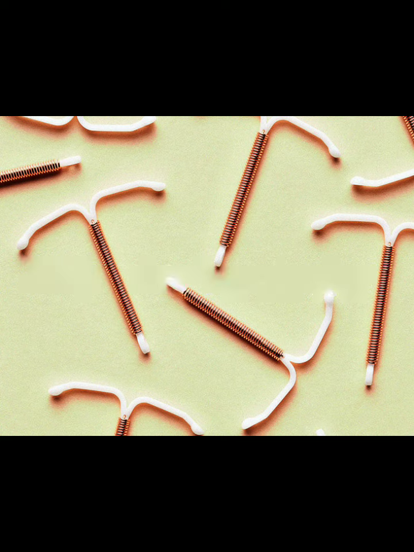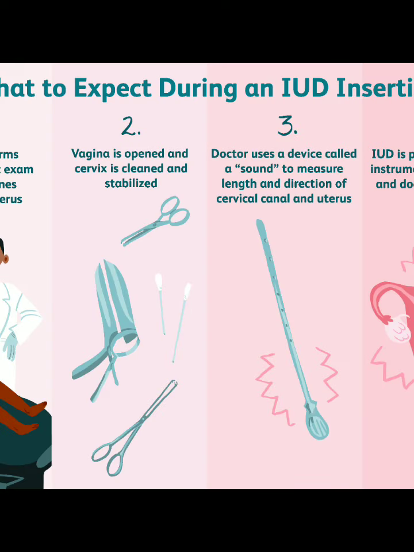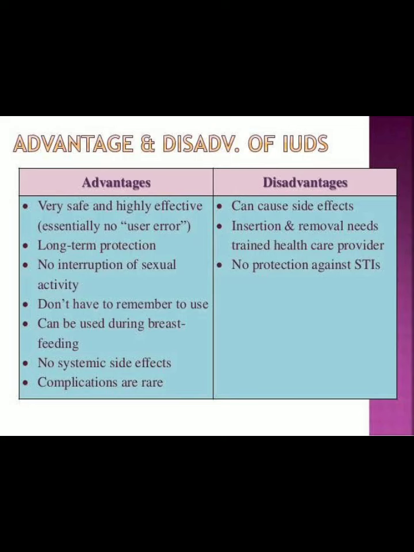Intrauterine device. It is a device that is fitted inside the uterus and physically prevents the implantation of a fertilized ovum. Ways of how to use the intrauterine device. The advantage and disadvantage of using the intrauterine device.